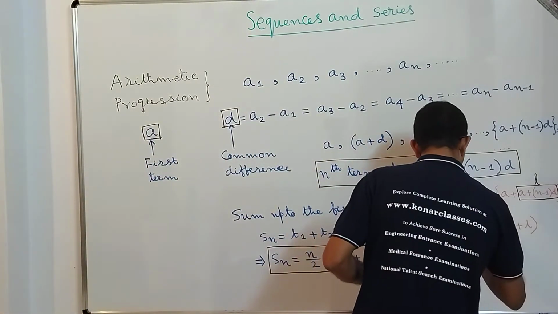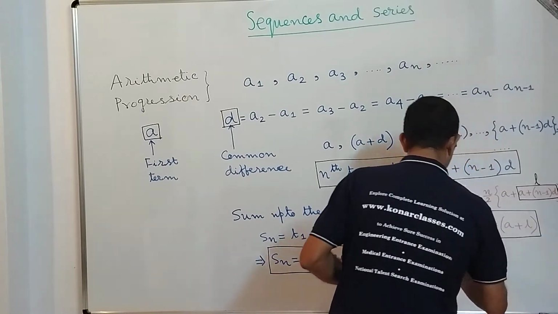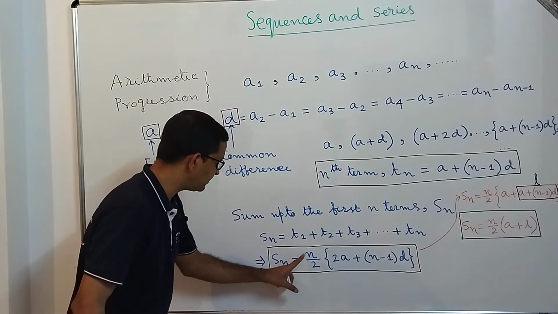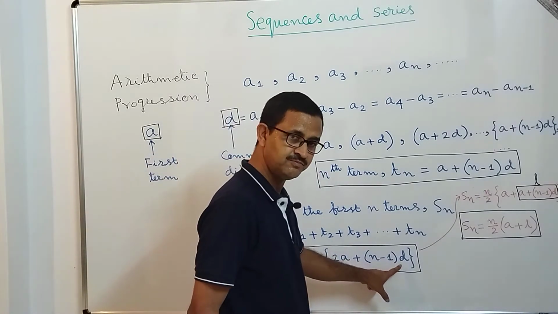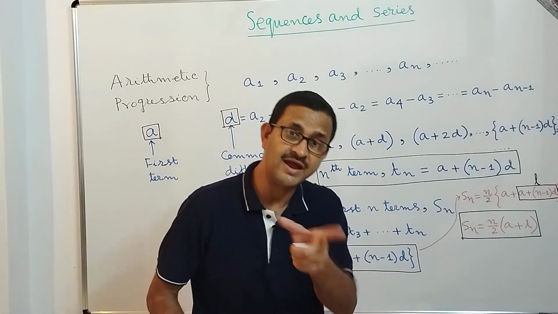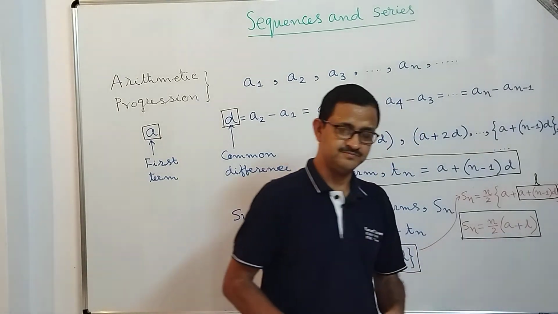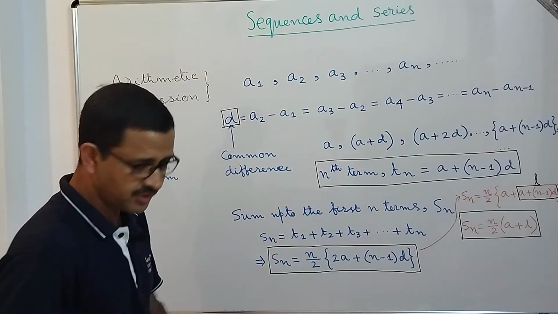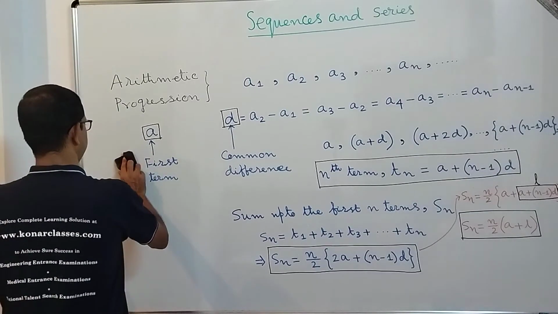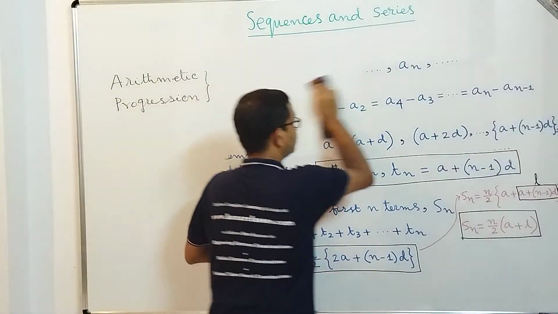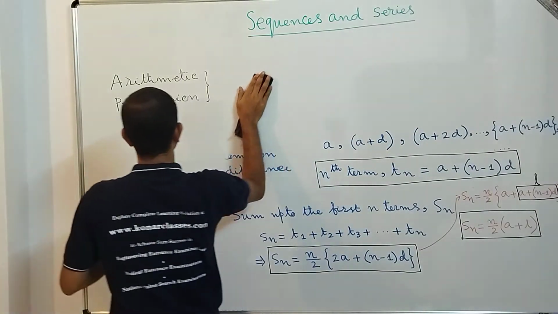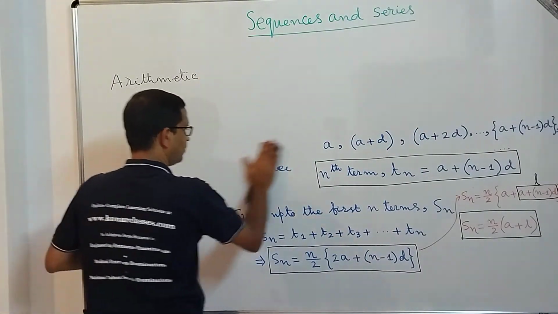Okay dear students, so far we are able to find that the nth term is a plus n minus 1 into d, the sum up to the first n terms Sn is equal to n by 2 into twice a plus n minus 1 into d, and the sum of the first n terms expressed in a different way, in terms of the first term and last term, is n by 2 into a plus L. Now we are going to discuss arithmetic mean. After that we will solve a few questions. These are important formulas, and while solving the questions we will see these formulas being used.